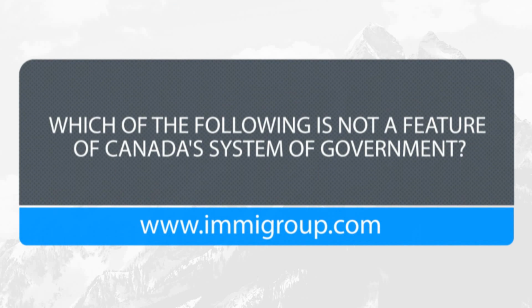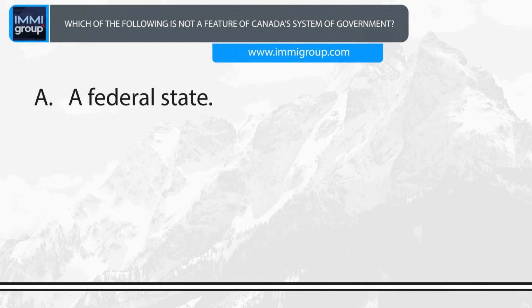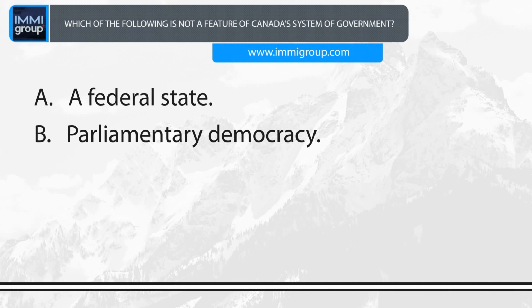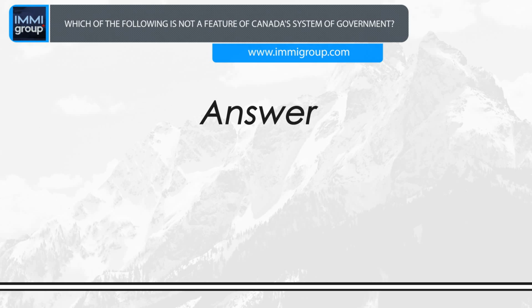Which of the following is not a feature of Canada's system of government? A. A federal state. B. Parliamentary democracy. C. Constitutional monarchy. D. Dictatorship. Answer: Dictatorship.